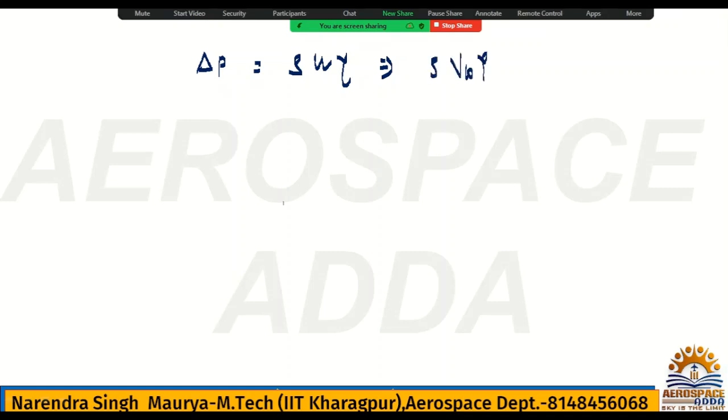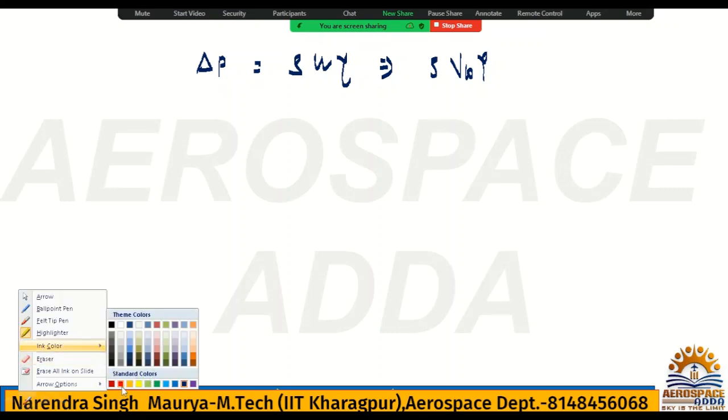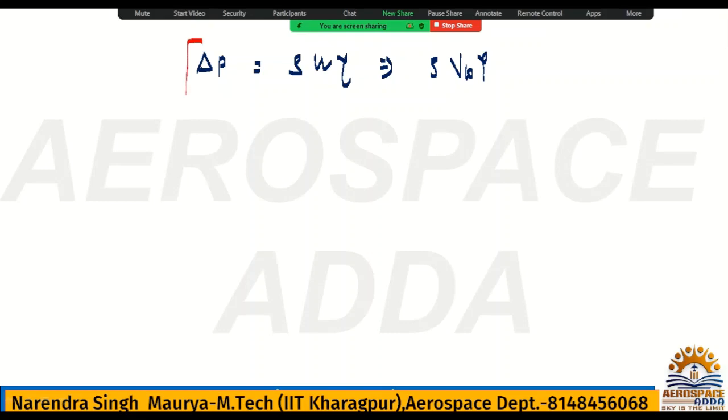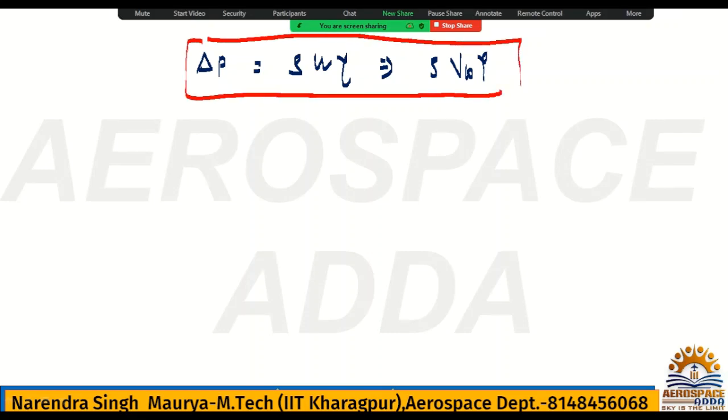All right, always remember, this is a very special formula. Basically, over the thin airfoil, the pressure difference you got is nothing but rho v infinity gamma.